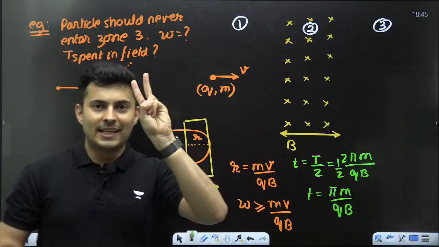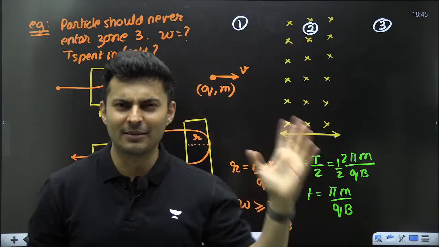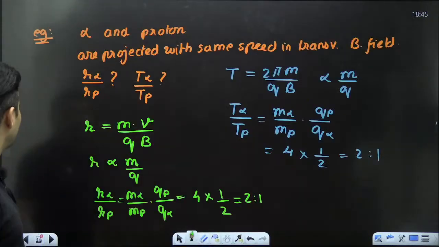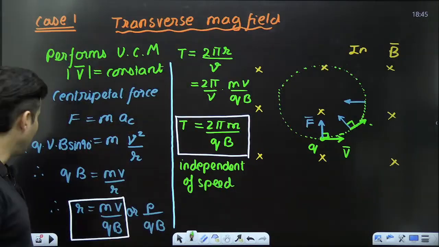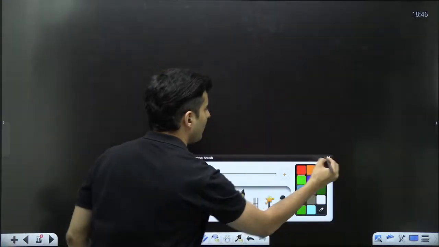Okay. We'll take the second case now, and after that we'll solve problems. I will give you PYQs, everything will be there. So let's take the second case. The first case is done: transverse magnetic field. Let's talk about the second case. Case 2.